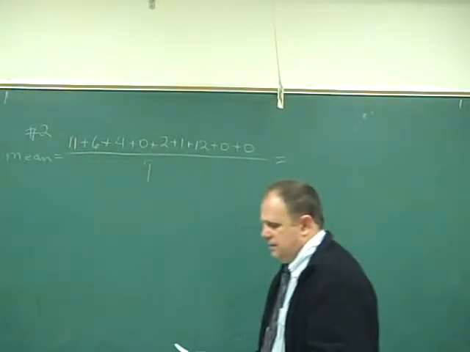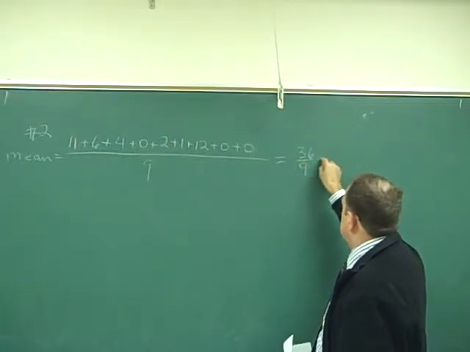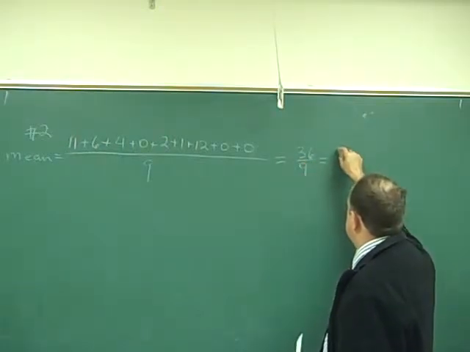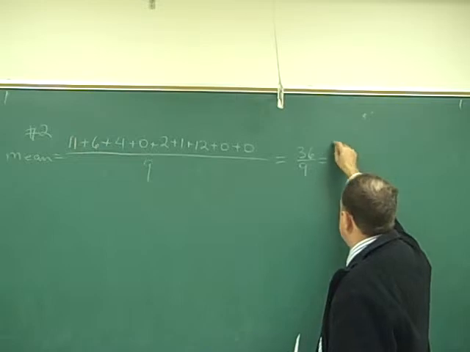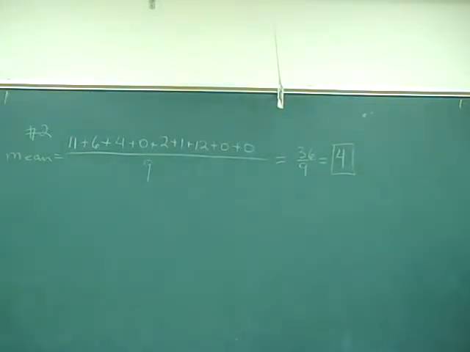And anybody add all these up? 36. That's right. Over 9. So our mean is going to be what value? 4. And that's our answer. And that's all you got to do on that one. Any questions with that? Okay.